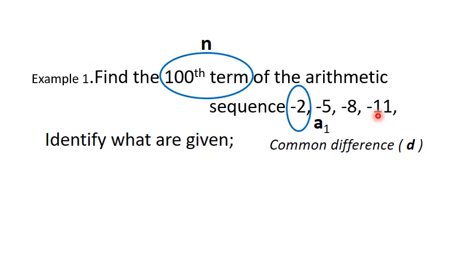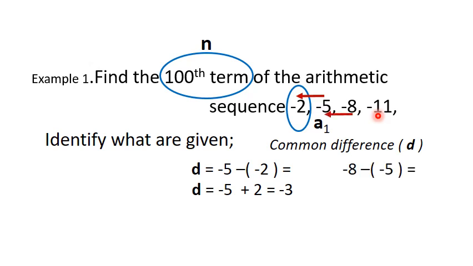second and the first term. We have -5 minus -2. -5 minus -2 will be the same as -5 plus 2. Then combine. The answer is -3. To check, let us have another difference between -8 minus -5. -8 minus -5 is equivalent to -8 plus 5. Combined, the answer is -3. So we have here -3 and -3, and now we have a common difference.